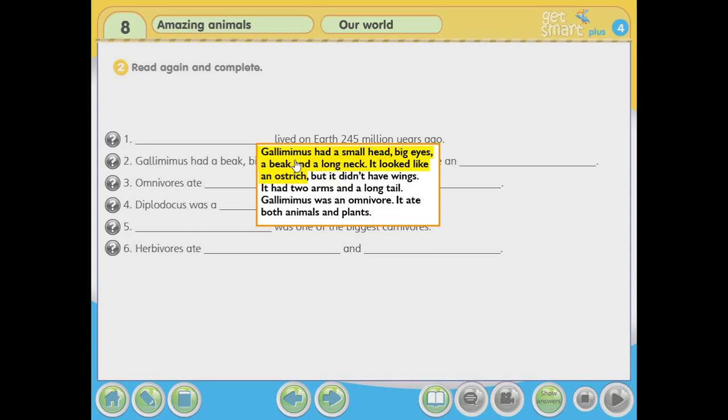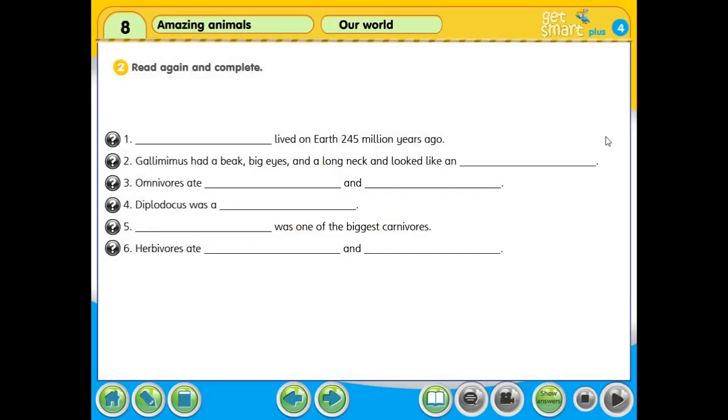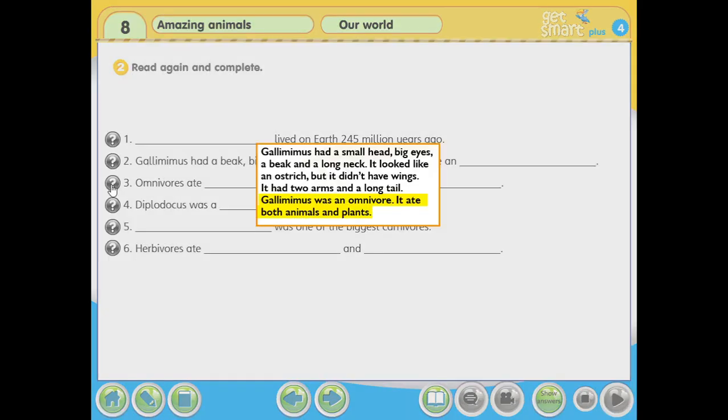It says here, Gallimimus had a small head, big eyes, a beak, and a long neck. It looked like an ostrich. Okay, please write down your answer. Number 3, omnivores ate blank and blank. So what does an omnivore eat? Let us see. Gallimimus was an omnivore. It ate both animals and plants.